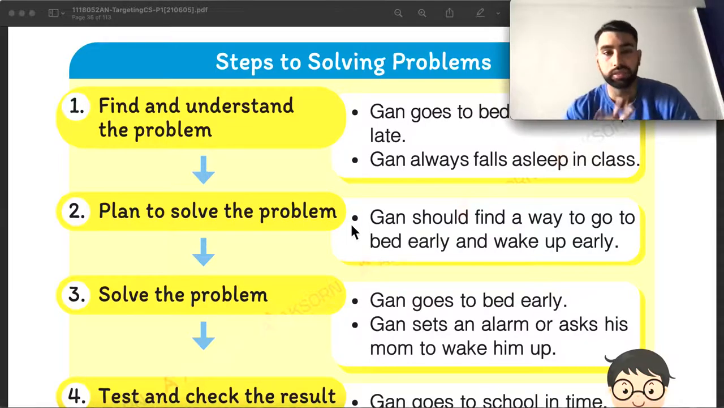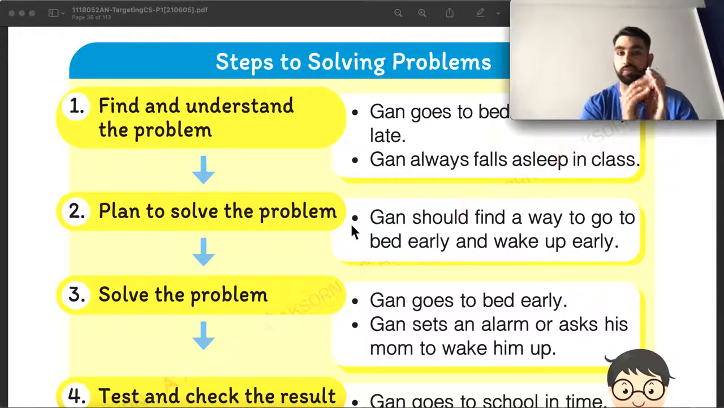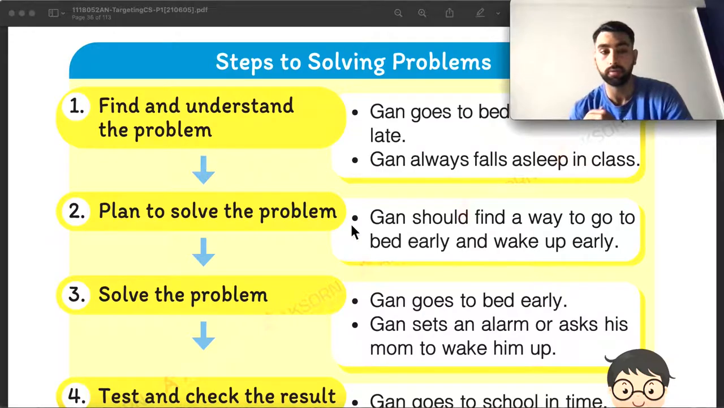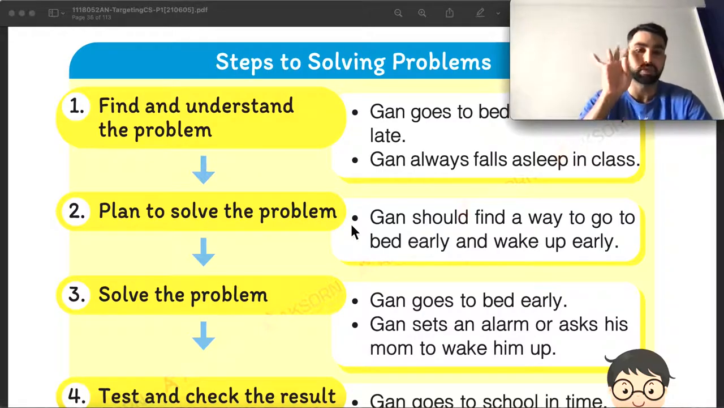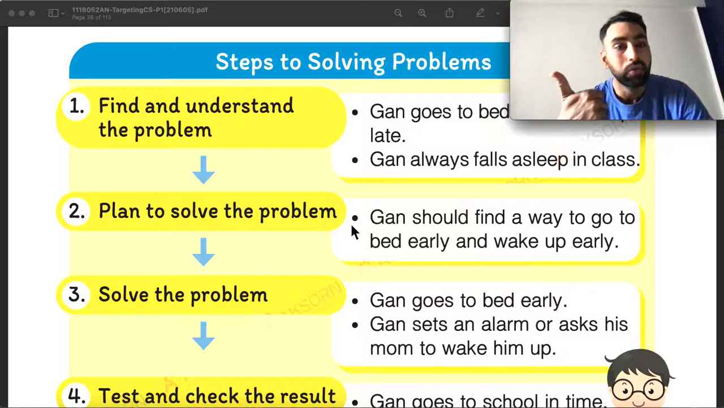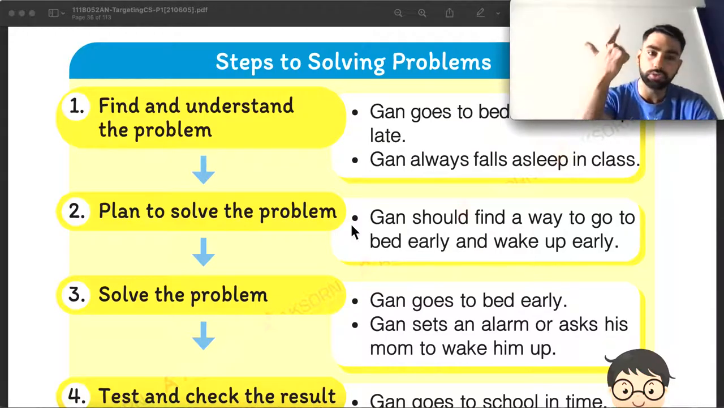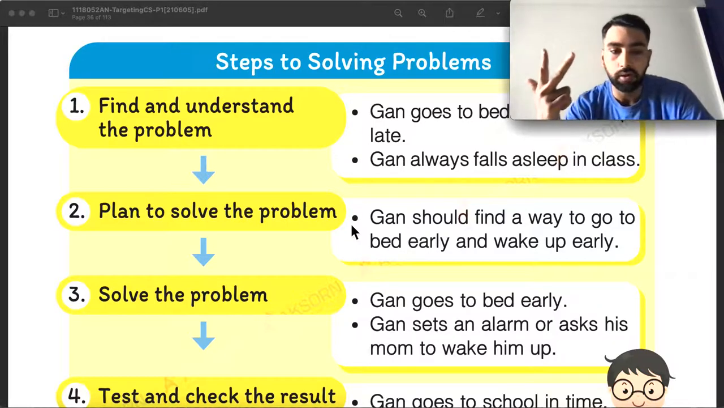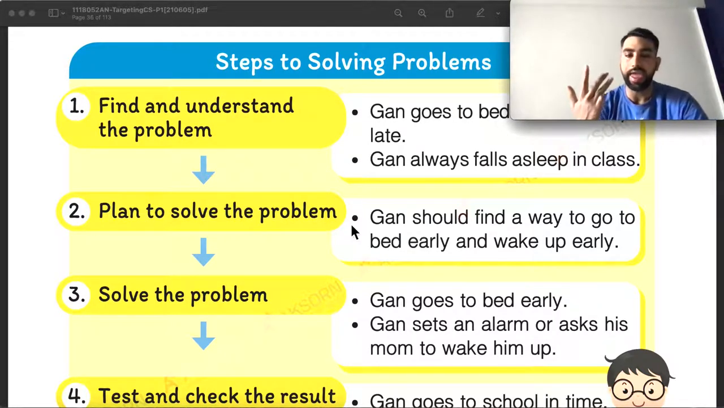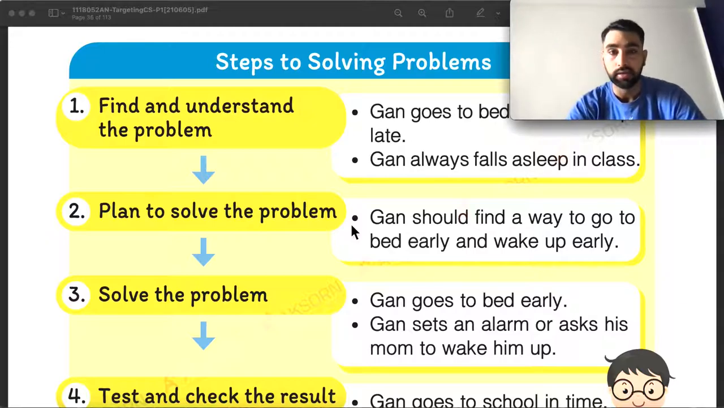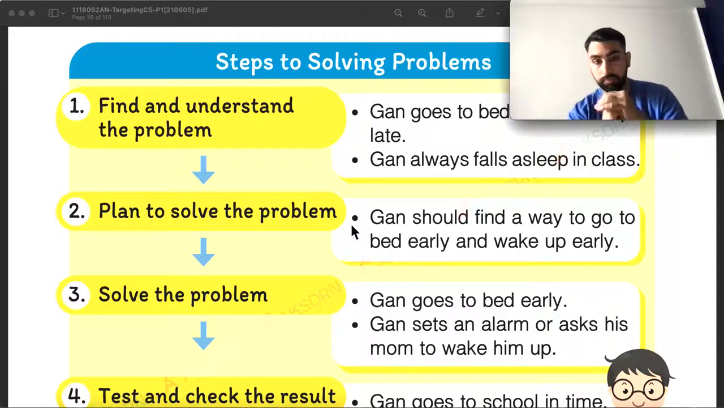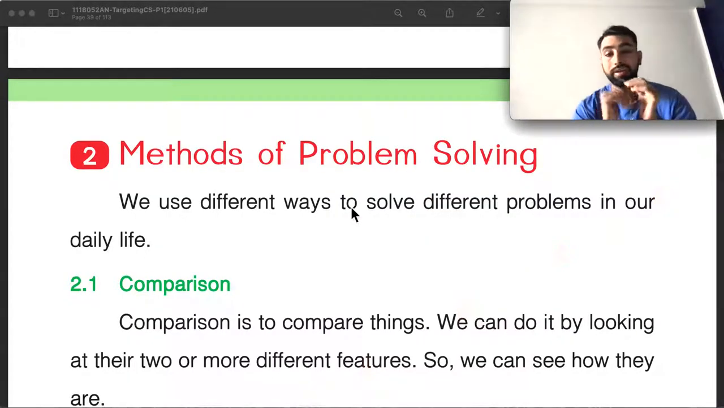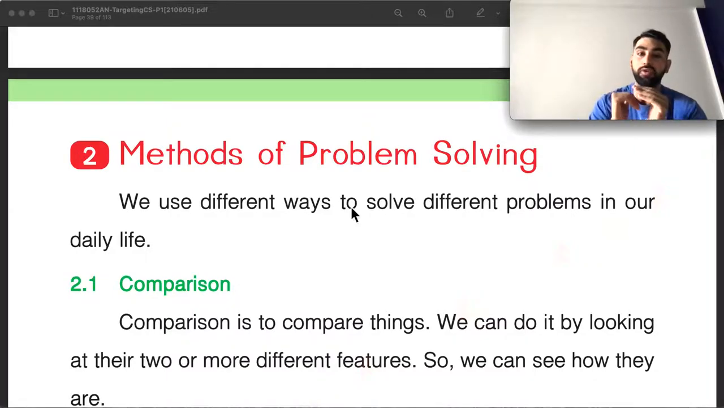Then we studied the steps of solving a problem, like which steps we have to follow when we solve a problem. As you can see, there are four steps that we studied. Number one, find and understand the problem. Number two, plan to solve the problem. Number three, solve the problem. Number four, test and check the result. So this is how we solve the problem using four different steps.